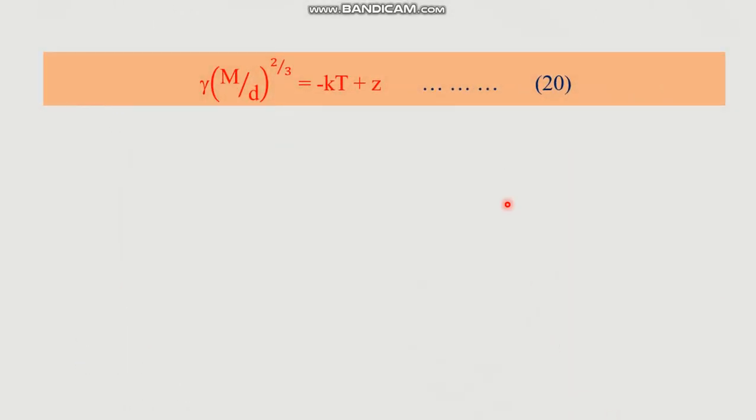This equation number 20 is carried forward in the next slide. According to equation number 20, if the temperature is increased, the temperature of a liquid may increase up to its critical temperature, where there will be no surface tension. So in that case, if T is replaced by the critical temperature Tc, then gamma becomes 0, that is, surface tension becomes 0. As a result, surface energy would also become 0. This way, mathematically, we can find the value of the constant intercept z.